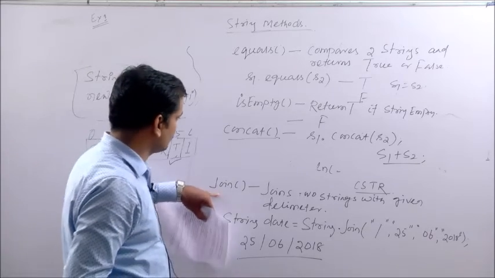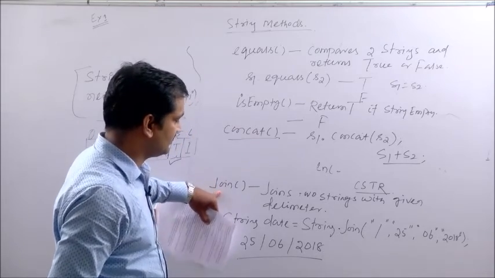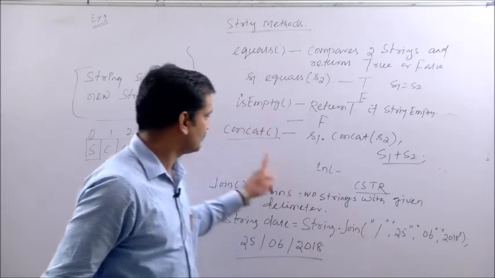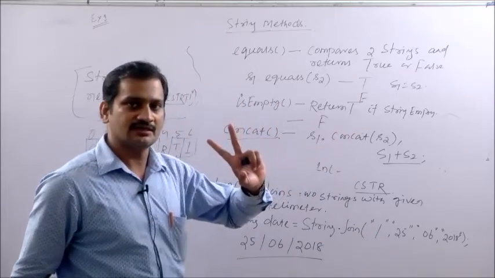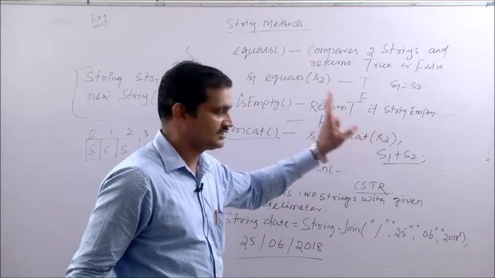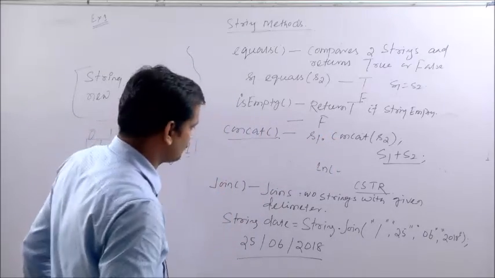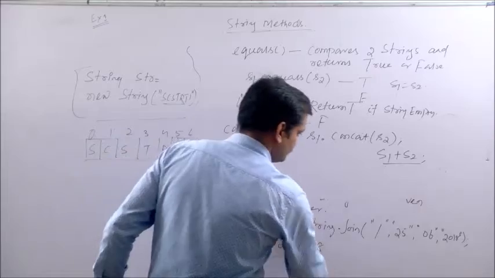The difference between join and concat is that join joins the strings separated by a delimiter, but concat doesn't take any delimiter as an argument or parameter. It simply joins two strings, one string at the end of another string, though both are used for the purpose of joining two strings.